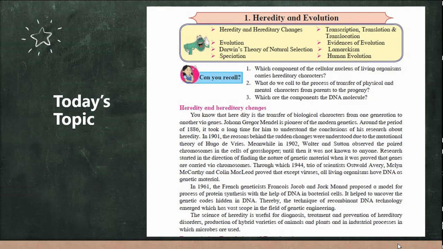So genetics is the science of heredity and is useful for diagnosis, treatment and prevention of hereditary disorders, and production of hybrid varieties of plants and animals in industrial processes. Everywhere in our day-to-day life, genetics plays a very important role, and there is a vast scope in the field of genetic engineering.